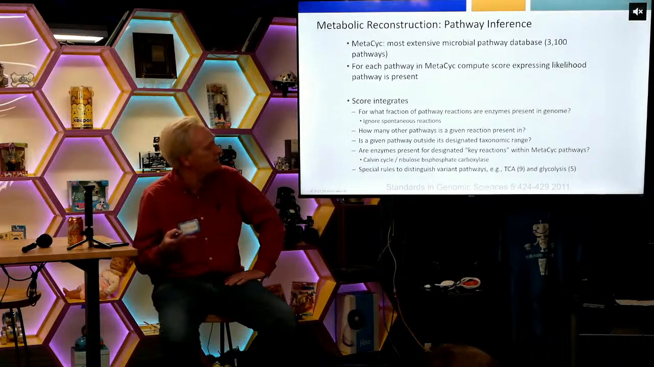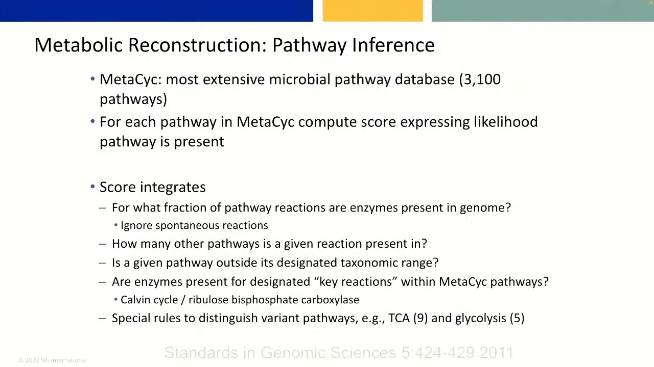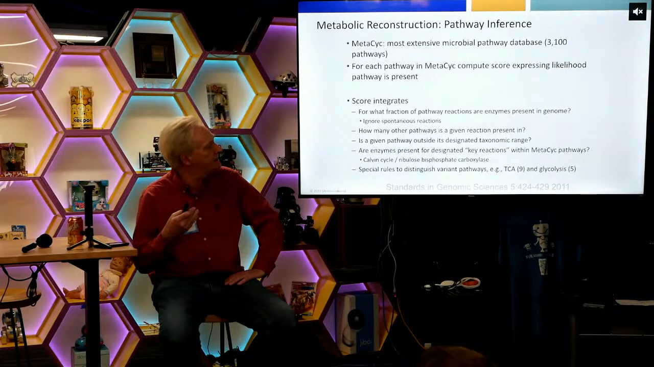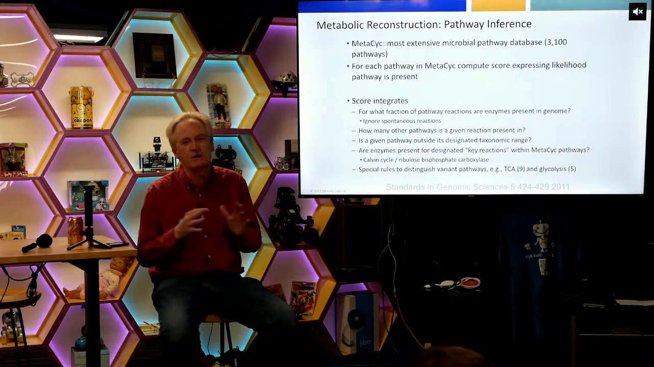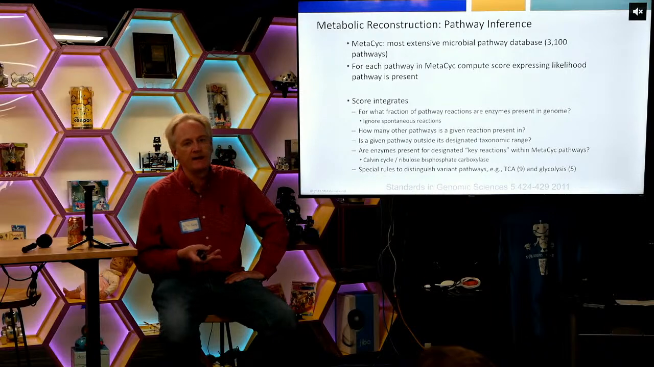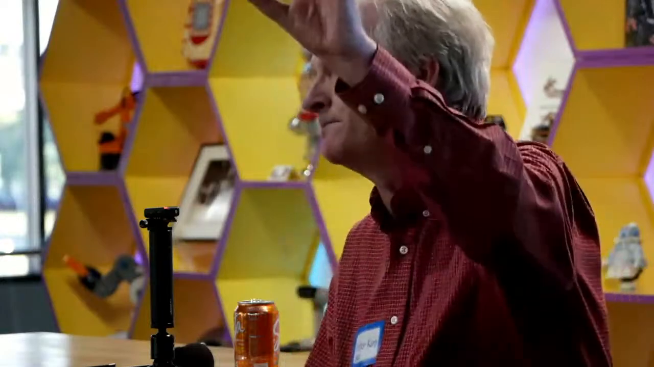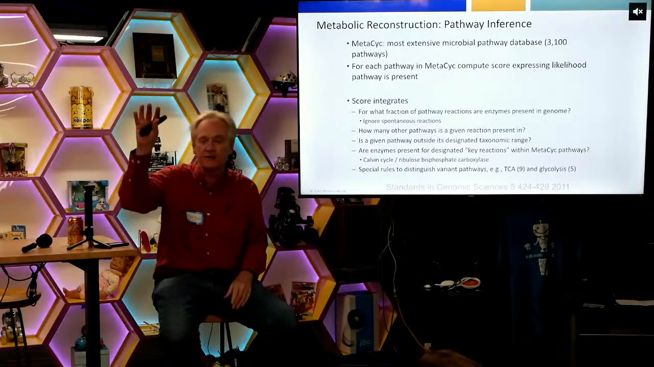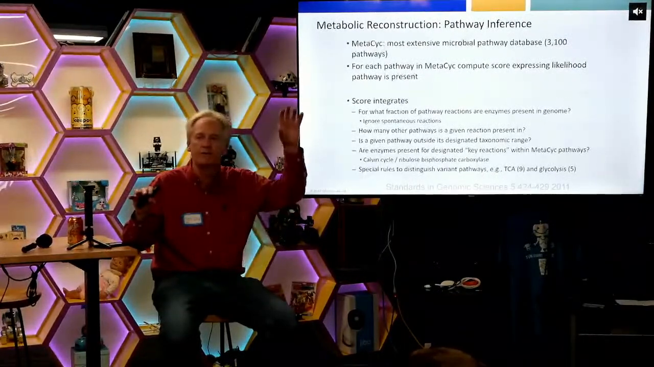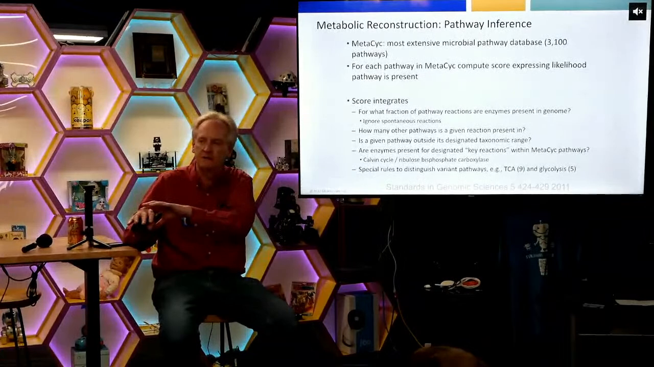We also look for each of those reactions, how many other pathways it's in. In other words, is the reaction a unique signature for a given pathway, or is it really present in so many pathways that it doesn't add much evidence to any one given pathway? We also ask if a given pathway is outside its taxonomic range. That is, in MetaCyc, we specify, oh, this pathway is a plant pathway, this pathway is likely to be a bacterial pathway. So if we're analyzing a bacterial genome, we require a really strong score for a plant pathway to be predicted into a bacterial genome.